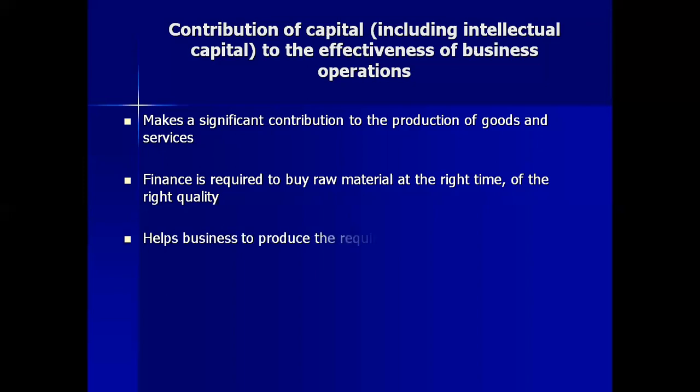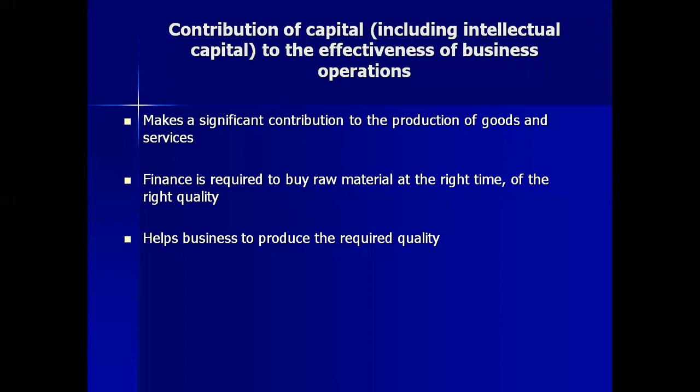Then we have: helps the business to produce the required quality. Again, you can talk about physical capital or the physical part of the capital. It's up to you. It's not that difficult, because machines are likely to make fewer mistakes. That is why the quality remains the same throughout the organization.